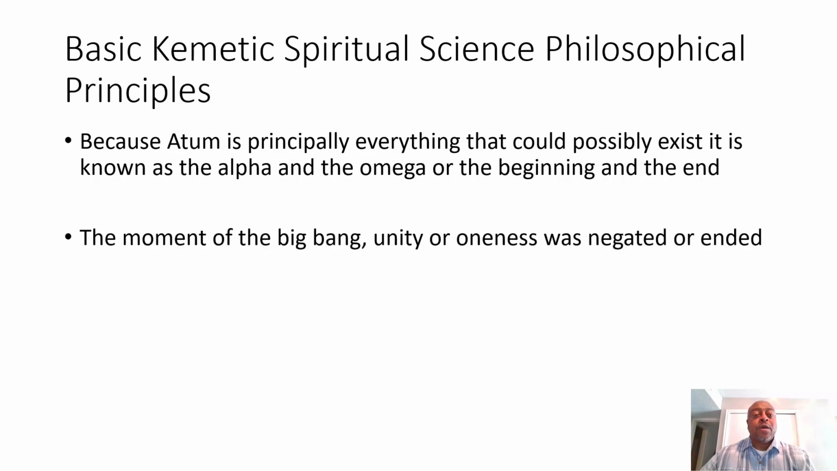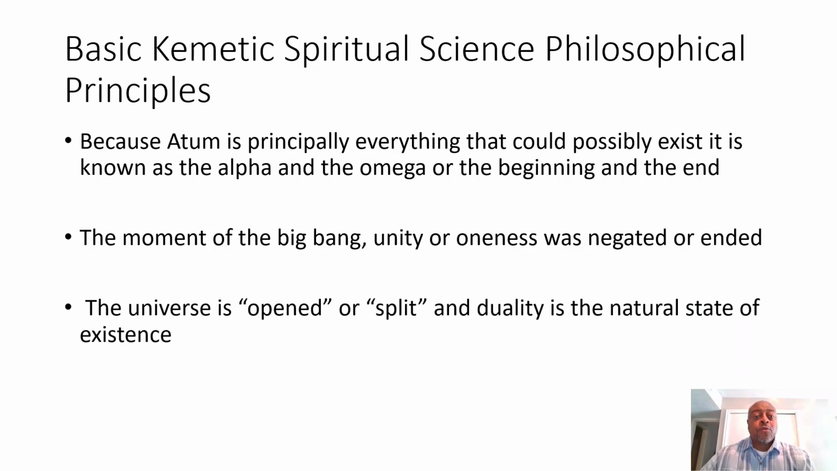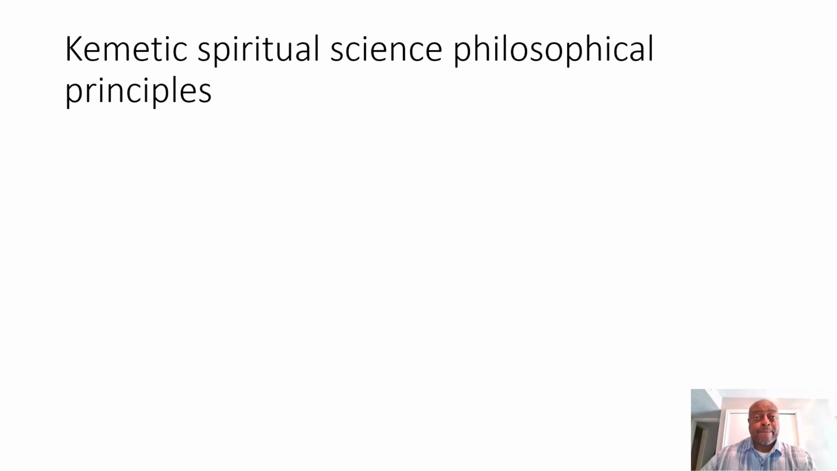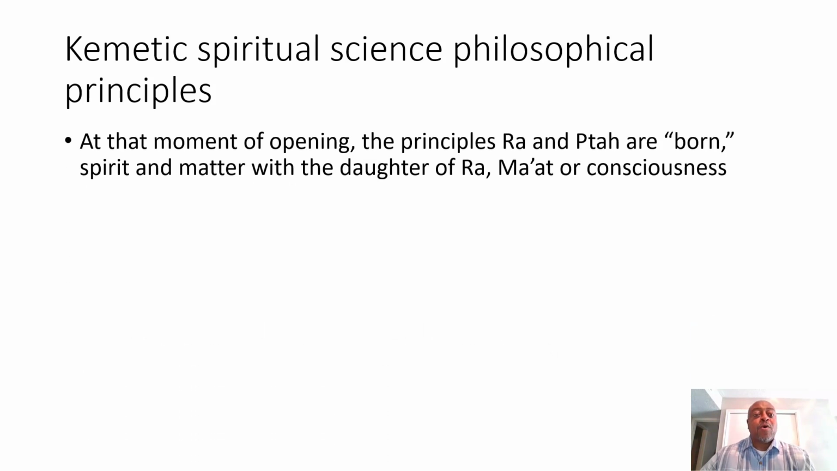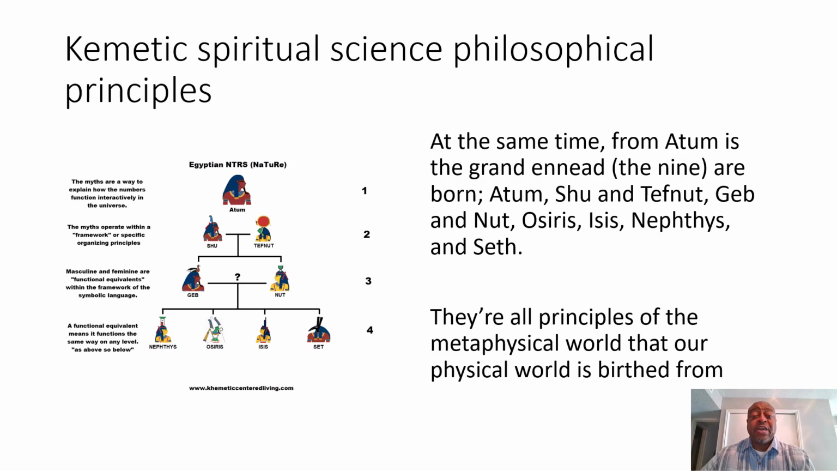The moment of the Big Bang, unity or oneness was negated or ended. The universe is opened or split, and duality is the natural state of existence at that point. At that moment of opening, the principles Ra and Ptah are born. Spirit and matter, with the daughter of Ra, Ma'at, or consciousness, also coming into existence at that time. At the same time, from Atum, the Grand Ennead, or the Nine, are born. That's Atum, Shu, Tefnut, Geb, Nut, Osiris, Isis, Nephthys, and Seth. They're all principles of the metaphysical world that our physical world is birthed from.